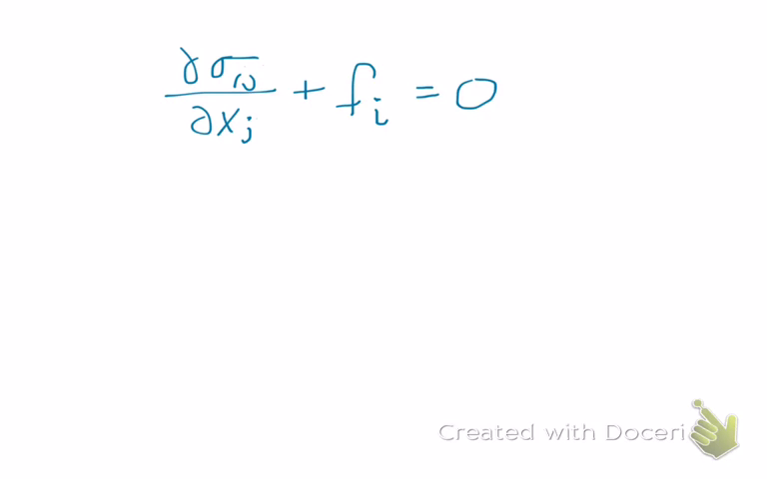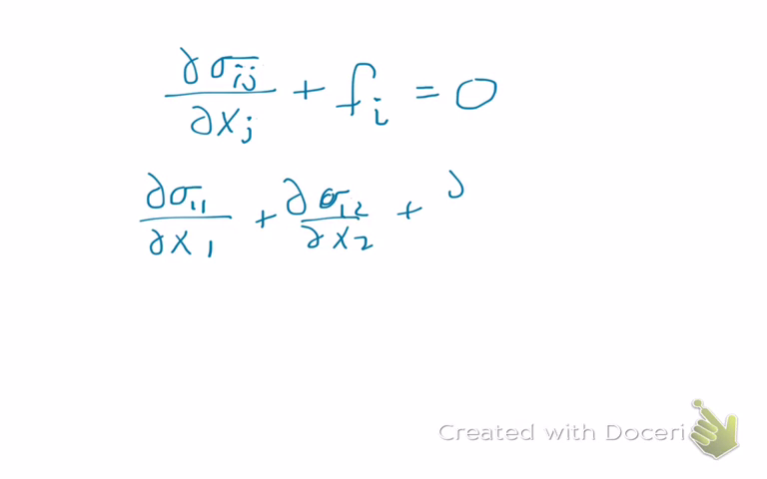So connecting this to what's on the paper in front of you, if you have had a chance to read through the notes, you probably will see this. We do have two i's here, but they're in different terms, so we don't sum over those i's. There are j's here in the same term, which means we sum over them. And that's how we end up with d sigma 11 dx1 plus d sigma 12 dx2 plus d sigma 13 dx3 plus f in the one direction equals 0.